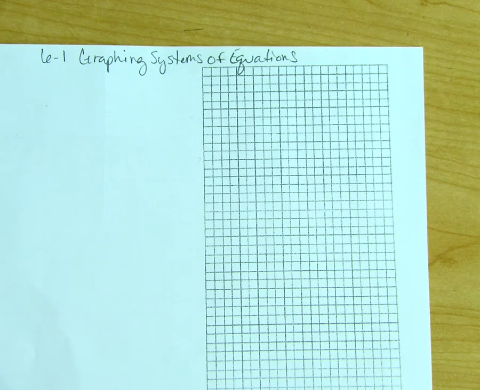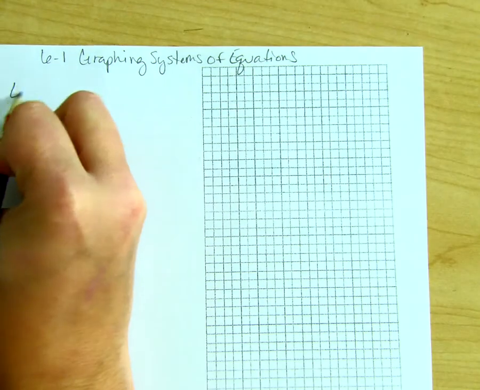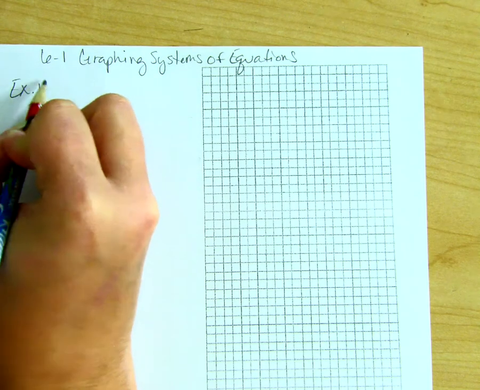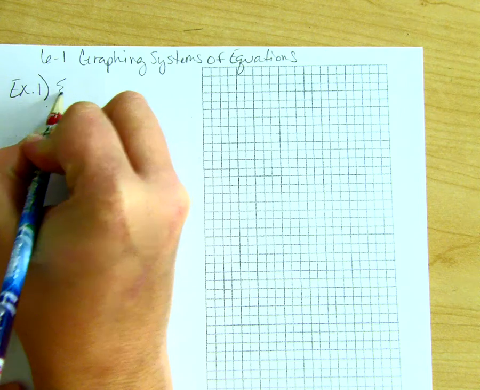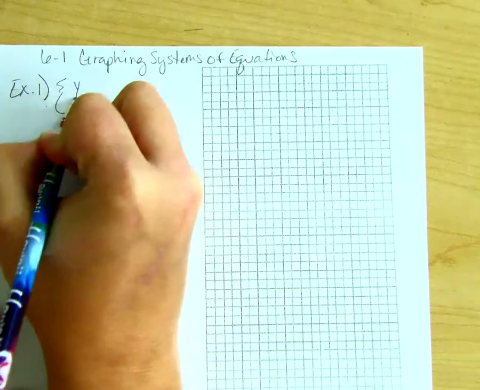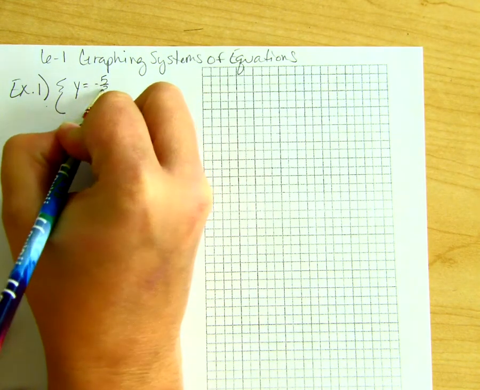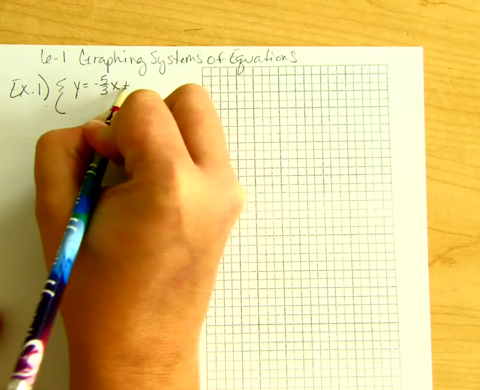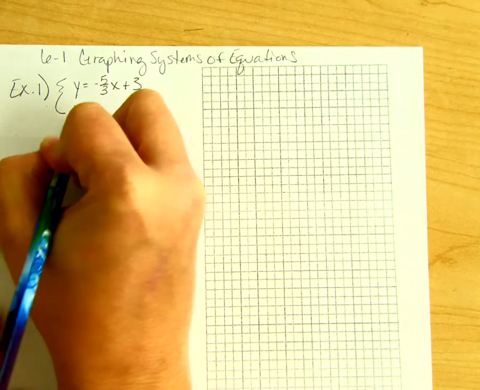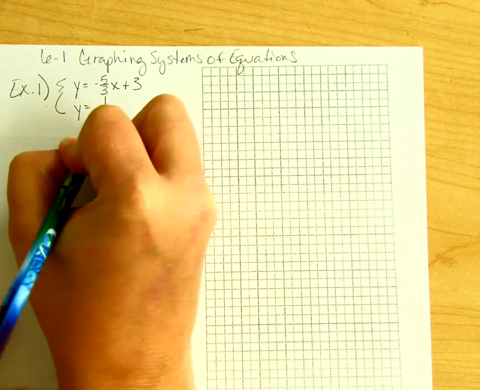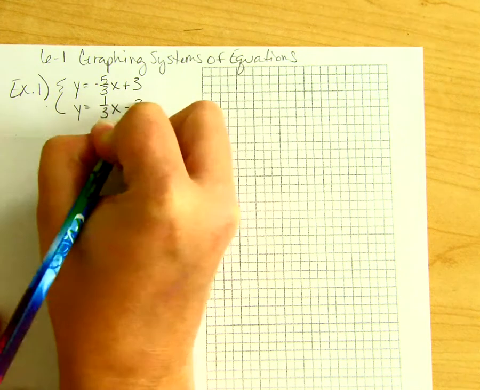Today we are going to learn how to solve a system of equations by graphing. A system of equations is when you have two equations in two variables. An example would be example 1, y equals negative 5/3 x plus 3, and y equals 1/3 x minus 3.